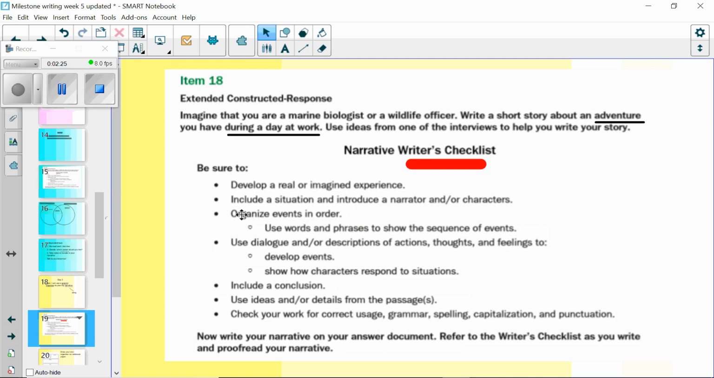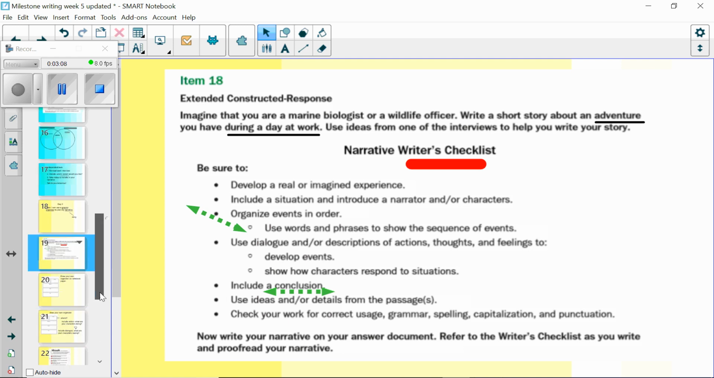I want you to make sure you organize your events in order, and that's today's focus. We are going to be focusing on organizing our events by using words and phrases, sequencing our events, putting them in order. So today we're going to plan that out. We're going to make sure we're including dialogue, characters talking. We're going to have a conclusion. We're not going to leave any of our readers confused about how our story ends. We're going to make sure we have action and dialogue in our conclusion. So those are our main focuses today, planning out and organizing our events. You can always refer back to this checklist as you go to help you make sure you're on track.